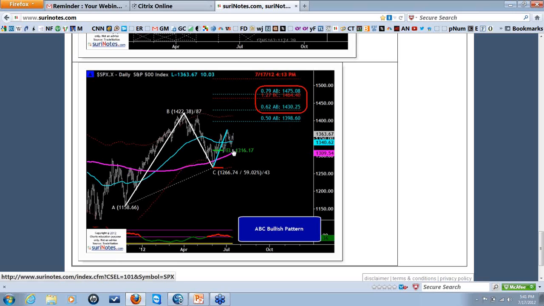Suppose it breaks and comes back into this year level, or even below this magenta line, which is a 200 period at about 1310. If it falls down, that means this ABC is invalidated, and it will go much further down. I don't know how far it will go down, but my only upside targets are 1430 to 1475.